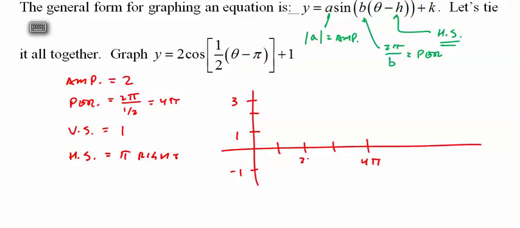Four pi, half is 2 pi, half is pi. 1 pi, 2 pi, 3 pi, 4 pi. I'm going to need 5 pi because I'm shifting out there.